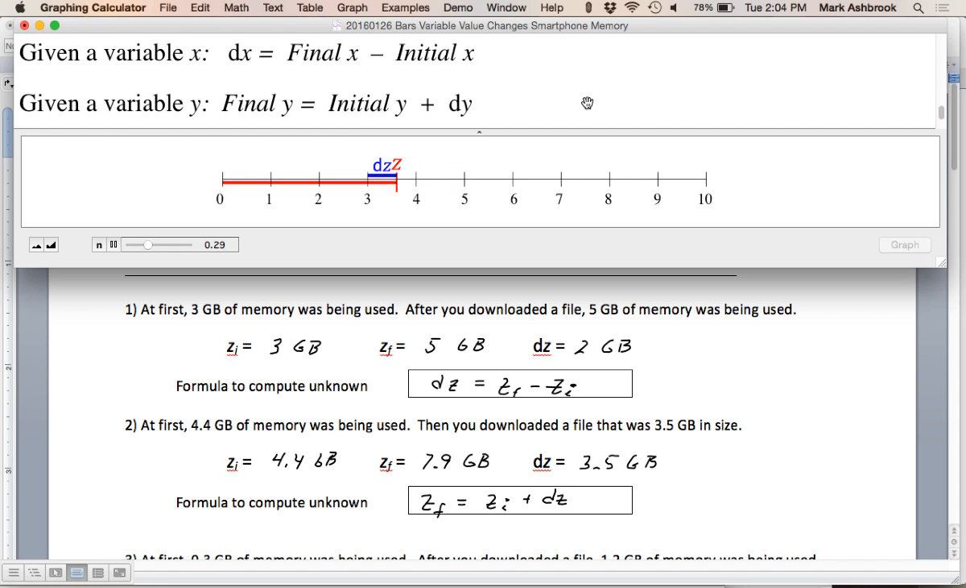Any questions so far? Easy, but we want to lay the groundwork and have no question about it, and all be on the same page. So two really important principles here. Change is the final minus the initial, and the final is the initial plus the change.